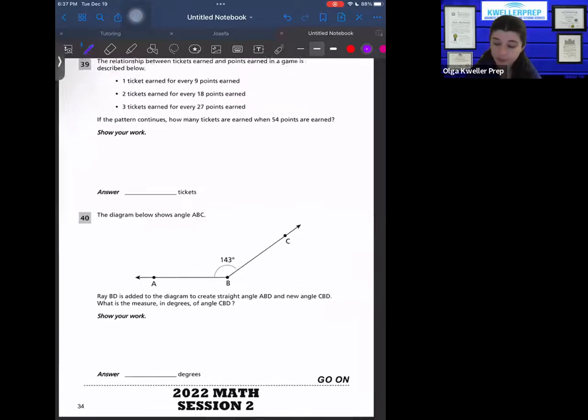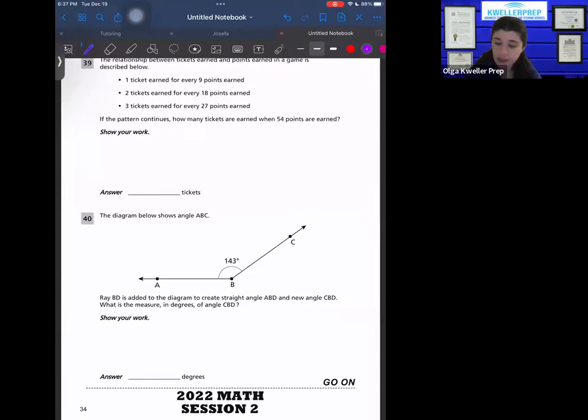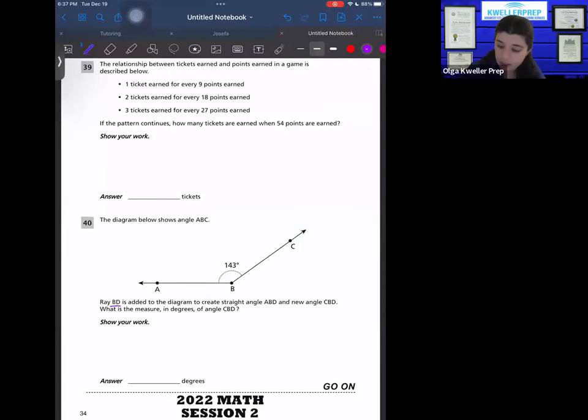So let's do number 40 together, for example. It gives us this diagram, and it says that they add ray BD to create straight angle ABD and new angle CBD. So again, this is testing us on our understanding of vocabulary and geometry. We have to know that a straight angle is 180 degrees, and we have to know what a straight angle looks like. And what it's named for, straight means just a straight line.